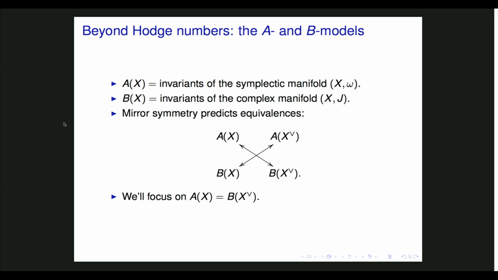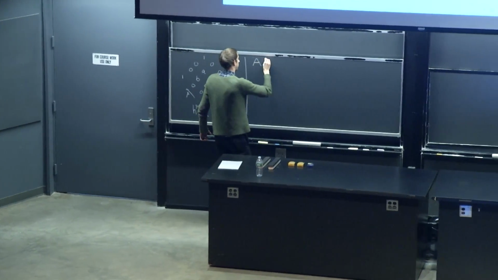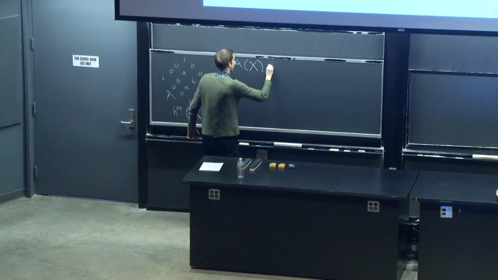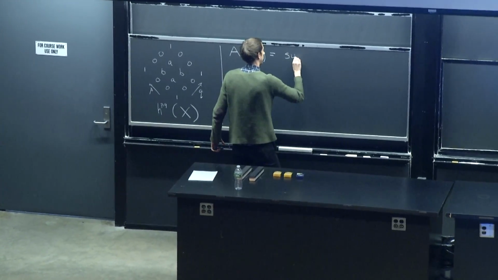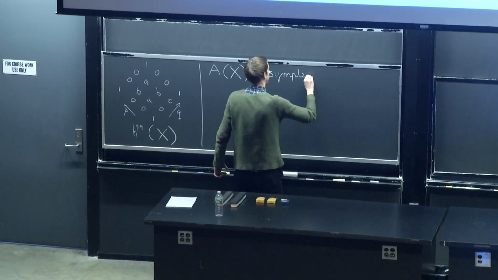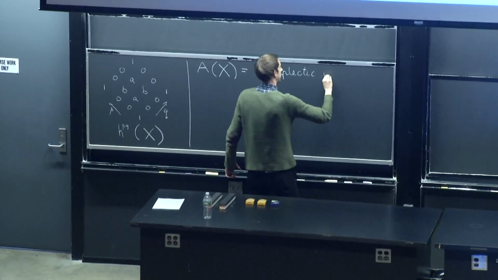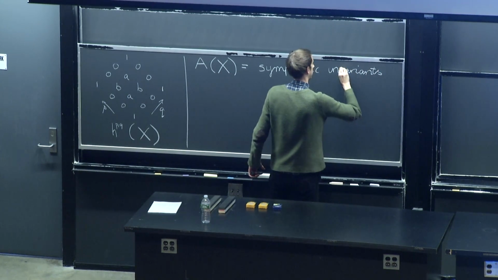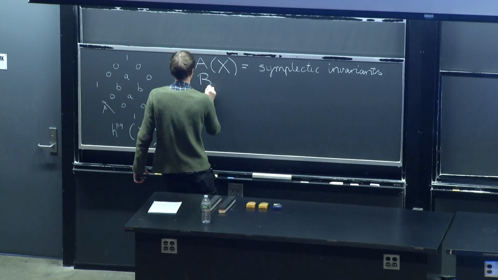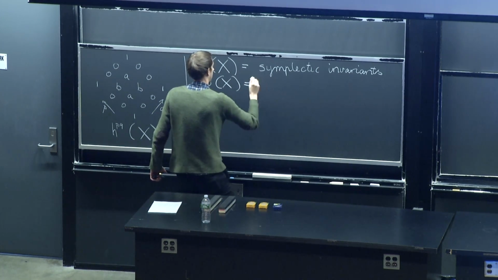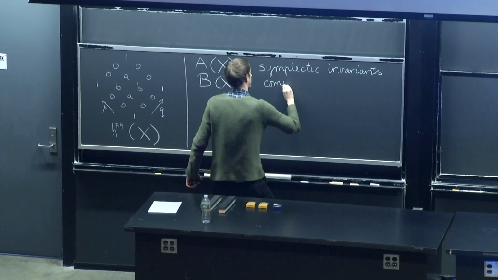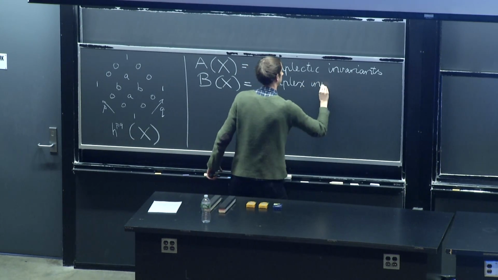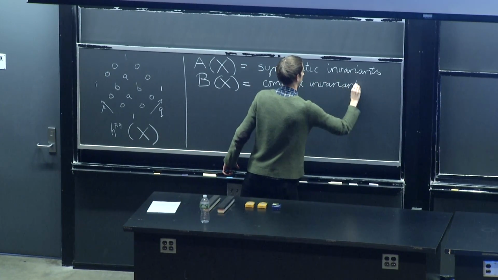And mirror symmetry is about invariants of these two geometric structures. So in terminology that's inherited from physics, the symplectic invariants of X as a symplectic manifold are called the A model. And complex or algebraic invariants are referred to as the B model.